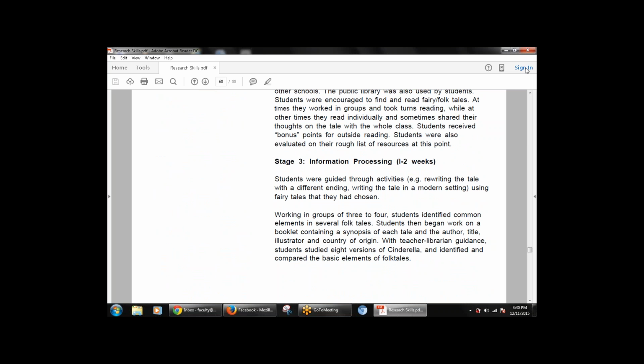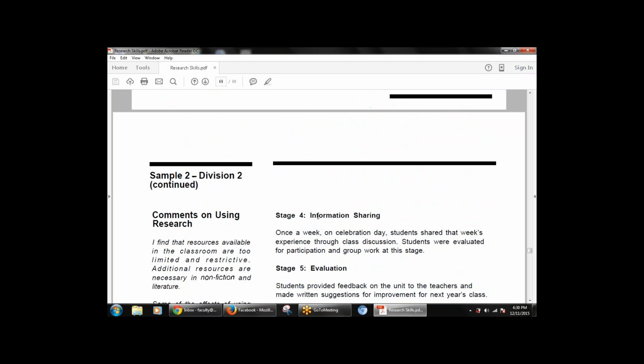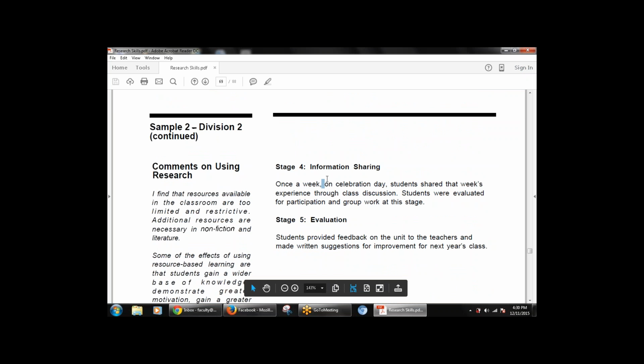Then the next stage after the third is stage number 4, information sharing. Once a week, on a celebration day, students share the information through class discussion. Only one time in a week, students share that week's experience through the class discussion, and students were evaluated for participation and group work at this stage.